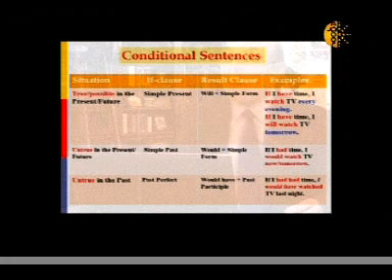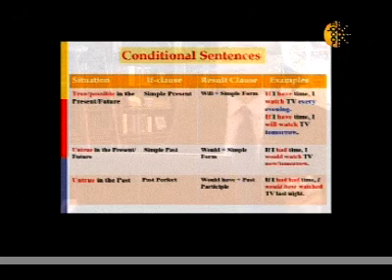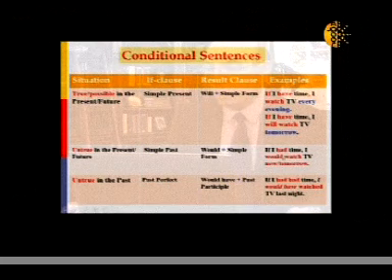So keep in mind, if you want to state something that's possible, you use present tense and future tense. However, if something is impossible at the present time, you use simple past tense. Look at the second example. If I had time, I would watch TV now or tomorrow.